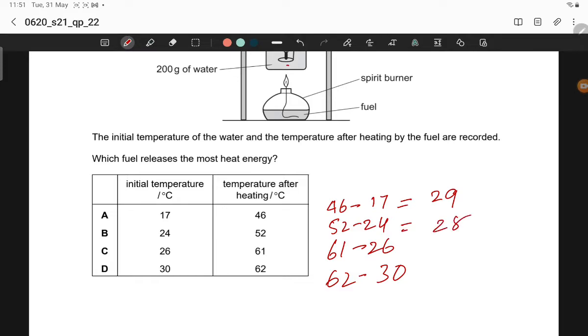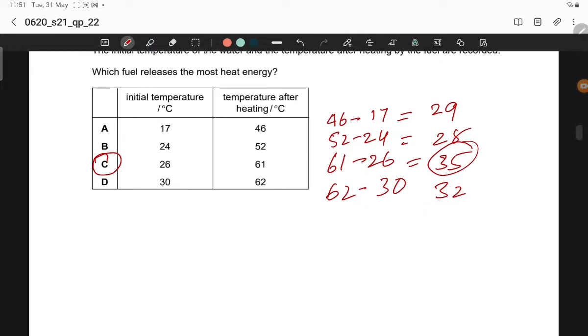61 minus 26 is 35, and 62 minus 30 is equal to 32. So 35 is the largest rise in temperature, so option C must be correct. So the most energy is released by C.